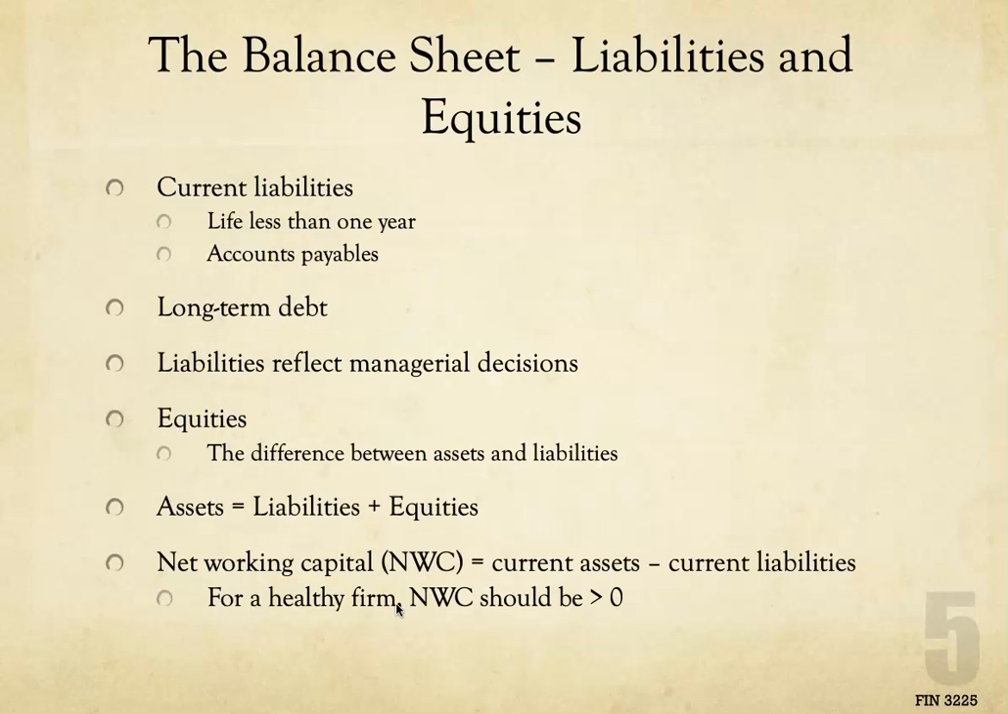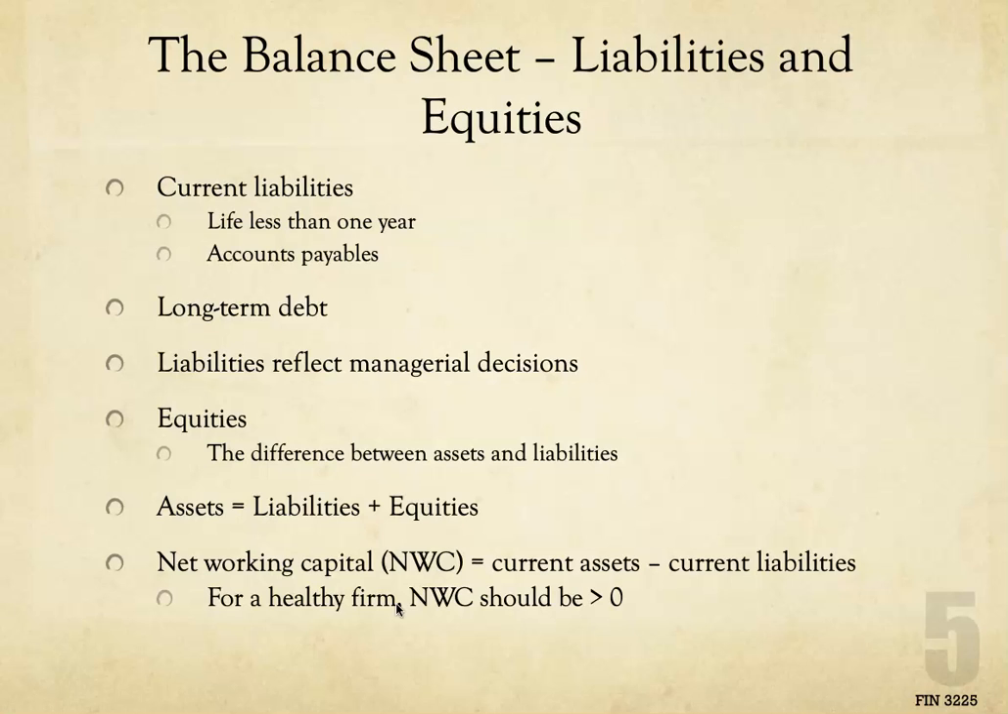Then we have liabilities. Similar to assets, current liabilities are listed first. They have life less than a year, such as accounts payable, notes payable, and short-term liabilities. We expect to pay them within 1 year. Following current liabilities is the long-term debt. They will be due in more than a year, so it's long term.